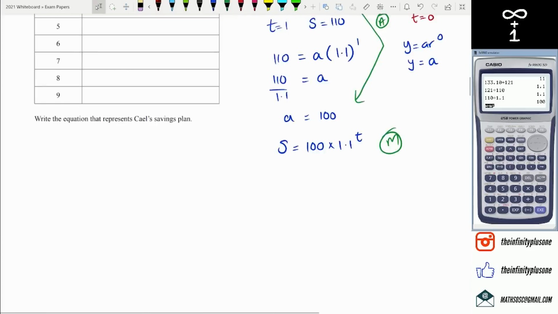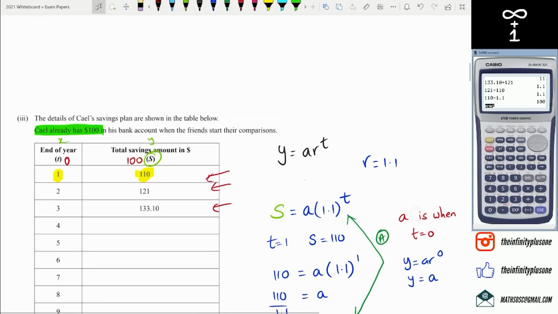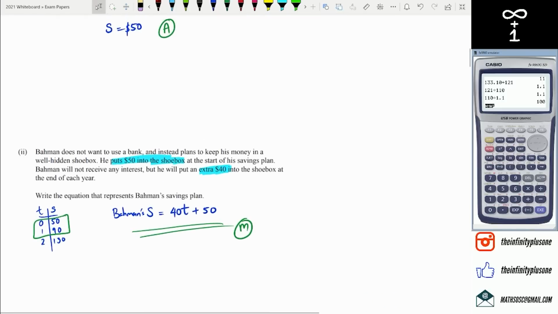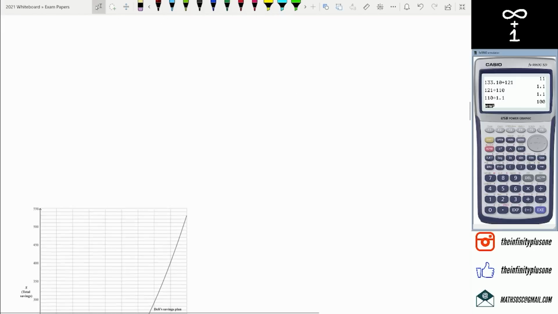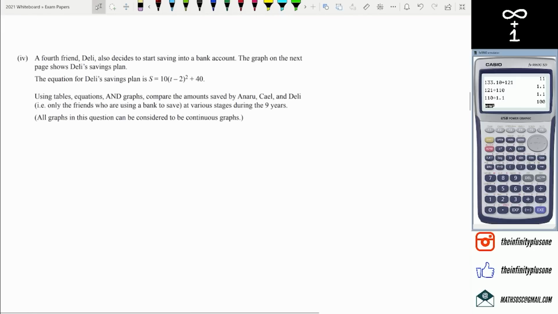How many graphs do we have? We've got Kale, which is an exponential. We've got Barman, and then we've got Anaru. Okay, so we've got 4 guys. That's 4 graphs. Four? No, I think I'm doing something wrong here, but it's all right.